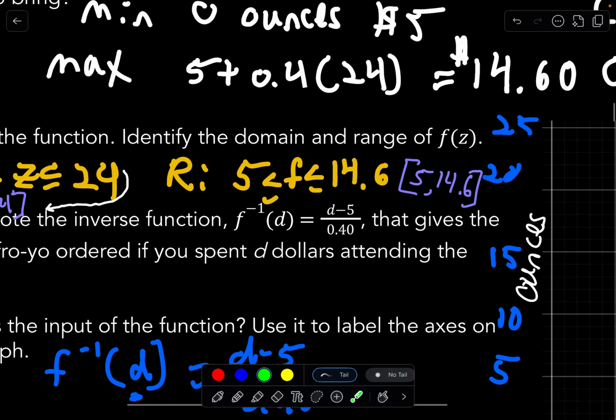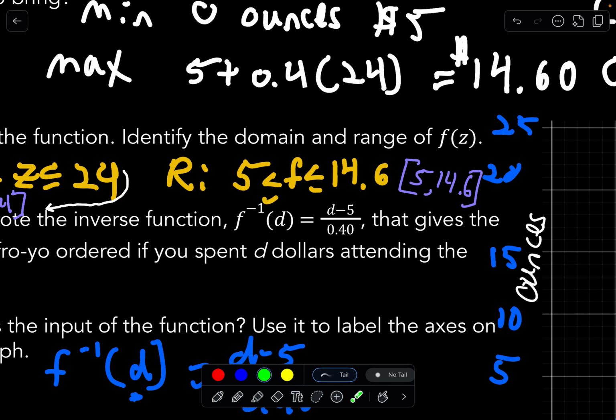Likewise, our range: our lowest value is 5, because if you buy nothing, you have to have 5. So that's the minimum value. Our maximum when we buy 24 ounces of froyo is $14.60. So you can write the compound inequality as 5 is less than or equal to F is less than or equal to 14.6. Now, just like before, we can rewrite that in shorthand as 5, 14.6 with brackets on either side. The brackets just mean it's or equal to.